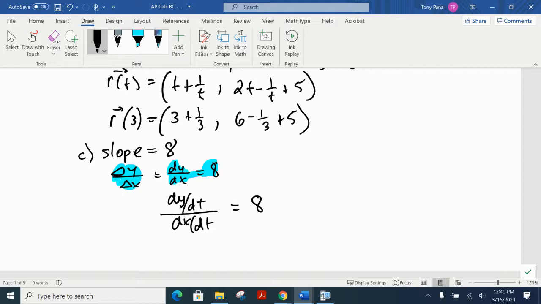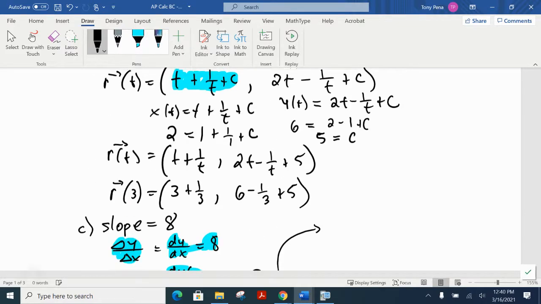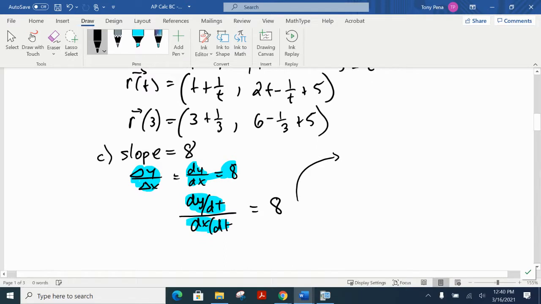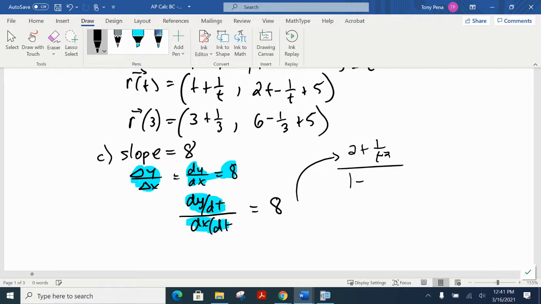Both of these you're given, right? So these are what we were given at the beginning. dy/dt is the derivative of y. That's actually the equation that they gave us. Same with the dx/dt. They gave us the dx/dt. I'm going to try to save a little bit of room here. So dy/dt, actually I have it in front of me here, was 2 plus 1 over t squared. That was our dy/dt. And then the dx/dt was 1 minus 1 over t squared. That's what has to equal 8.